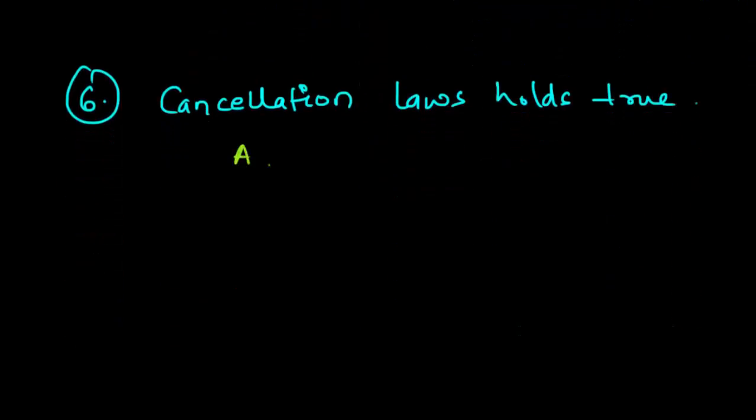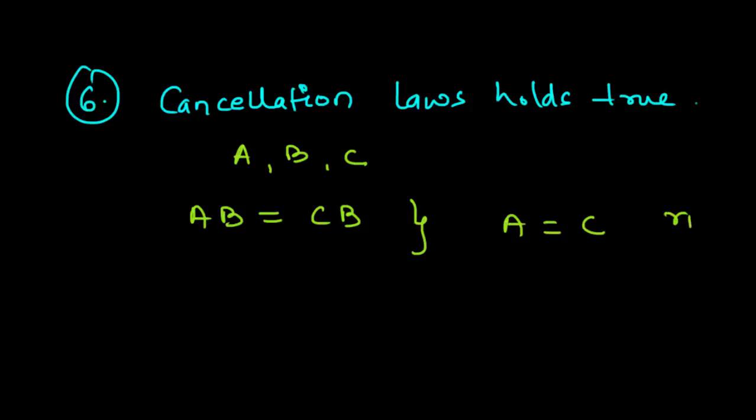Next are the cancellation laws. Suppose we have A, B and C as three matrices, and AB equals CB. Then we can say that A is equal to C. So this is called right cancellation.